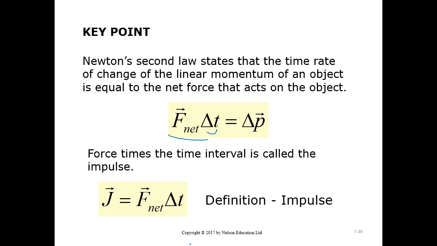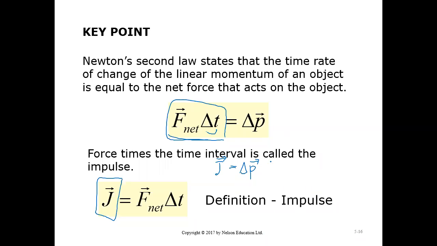This quantity, the product of the force with the time duration, is called the impulse. That's the definition of impulse. And the symbol we use for impulse is J, the big J. And we can also write this equation as: the impulse is equal to the change in the momentum. More impulse means there will be a bigger change in the momentum, and less impulse means there will be a smaller change in the momentum.